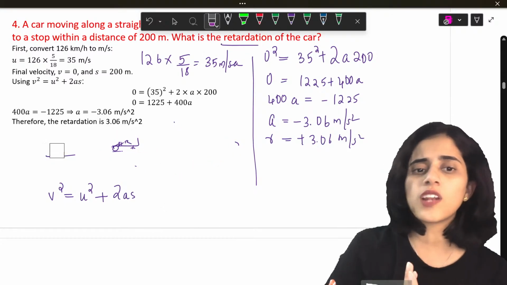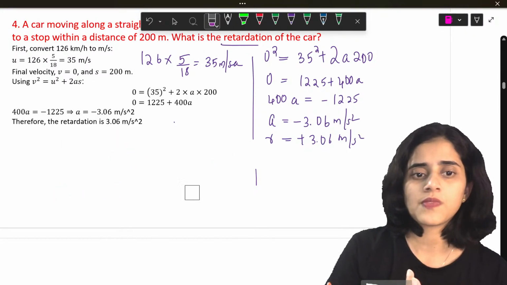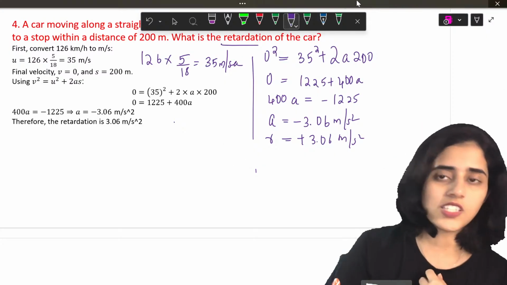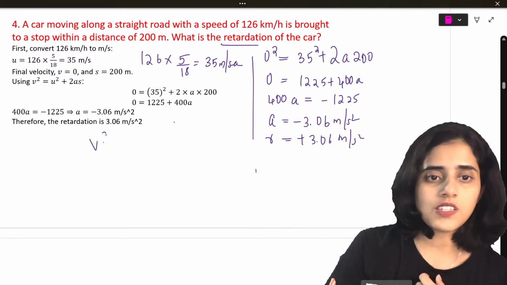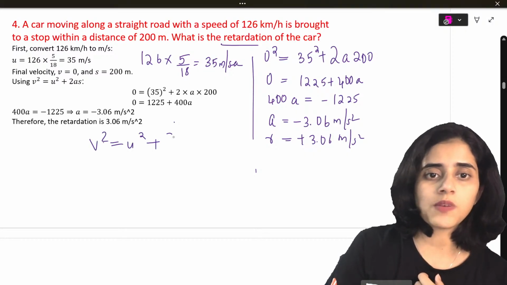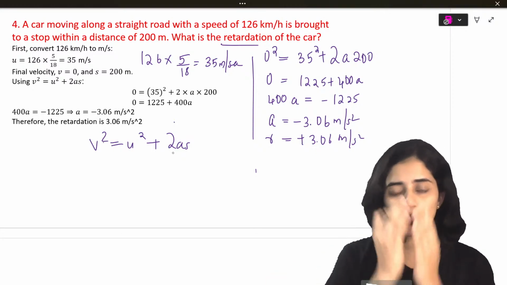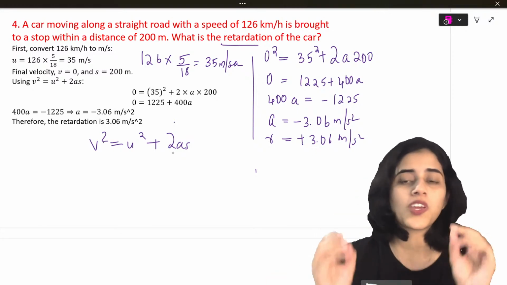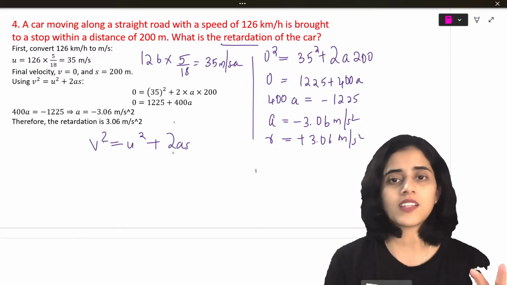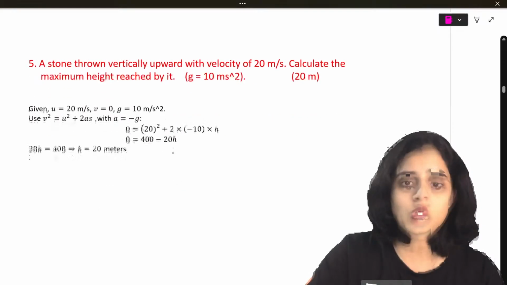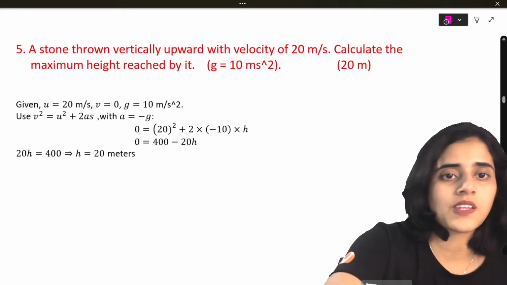For 3 mark and all, you'll have easy questions only. Yes, very good, Guru Raj. Very good, Chinni. So v square is equal to u square plus 2as. Any doubts here? Students, for 3 markers and 2 markers, if you get numericals, please do attempt them. They'll be easy questions only. You'll definitely get all the 2 marks.